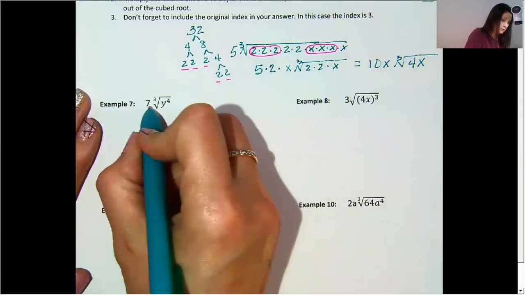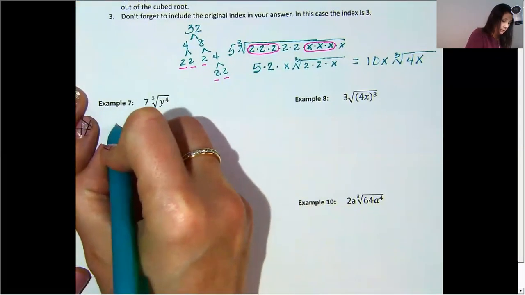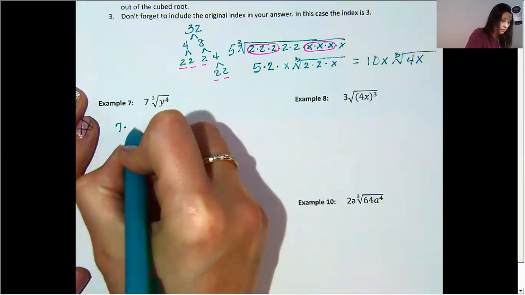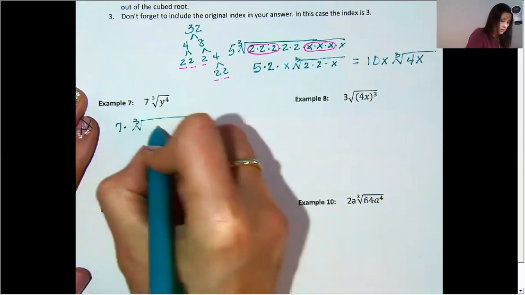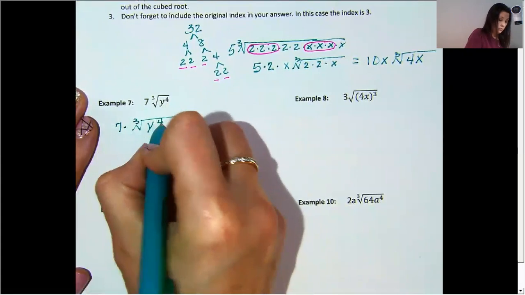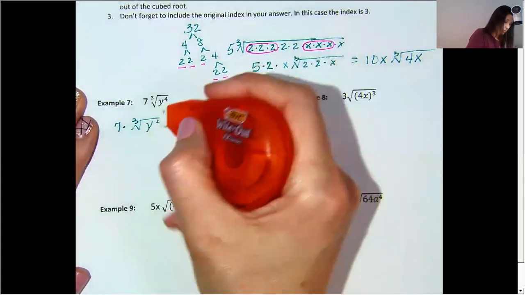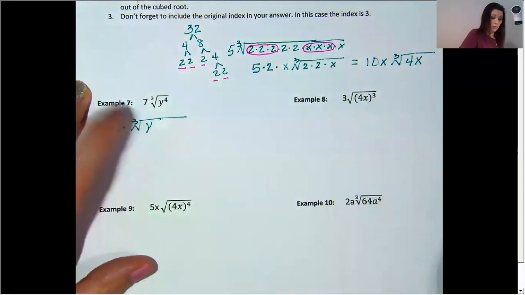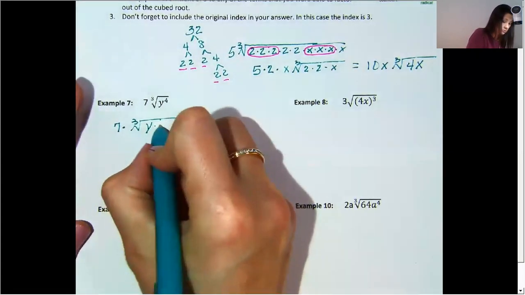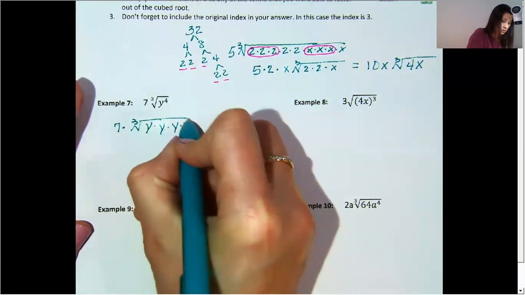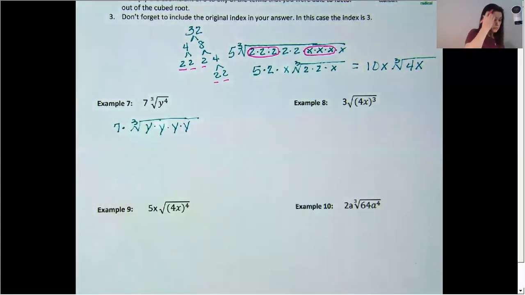So we have 7 here. We're going to multiply it times whatever comes out of this cubed root of y to the 4th. Actually, instead of putting y to the 4th, I'm going to go ahead and factor out that y. And finding my groups of 3.